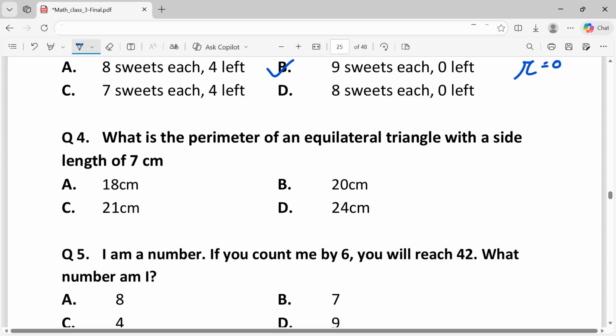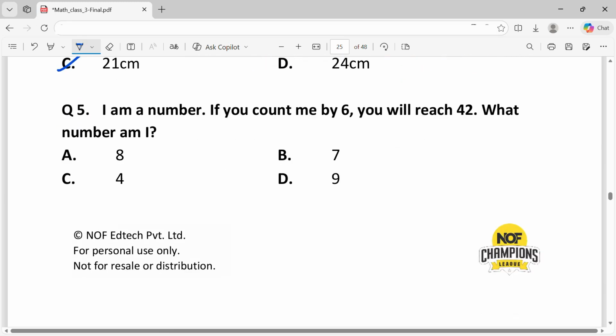Question 4. What is the perimeter of an equilateral triangle with a side length of 7 cm? We know that an equilateral triangle is a triangle with all sides equal, and perimeter of an equilateral triangle is 3 into sides. That is 7 into 3. That is equal to 21 cm. That is option C.